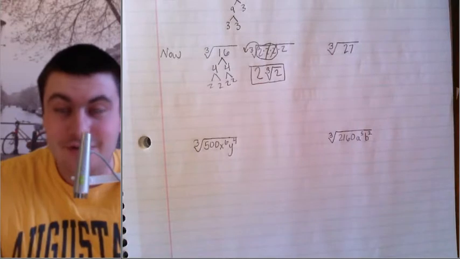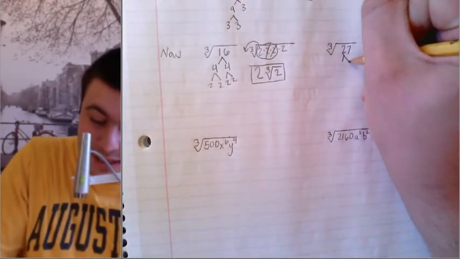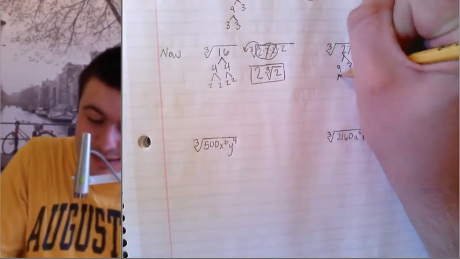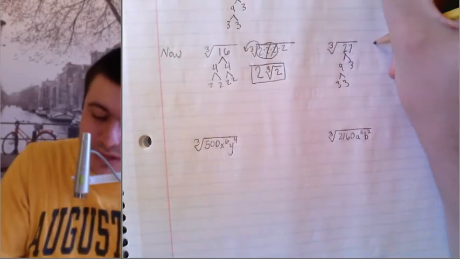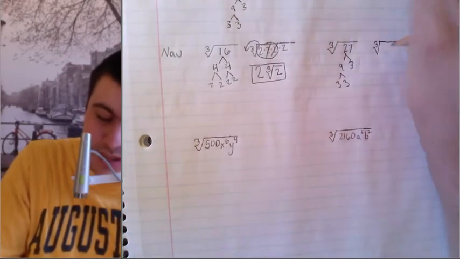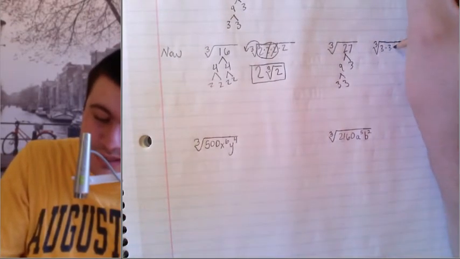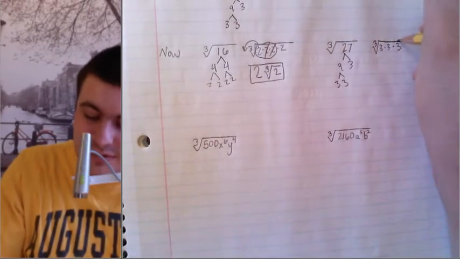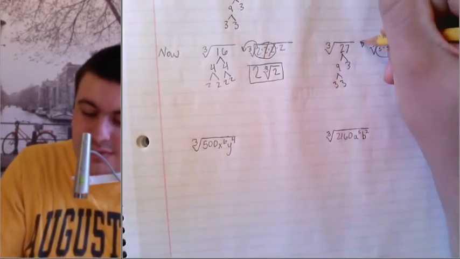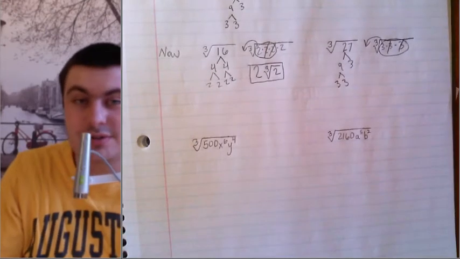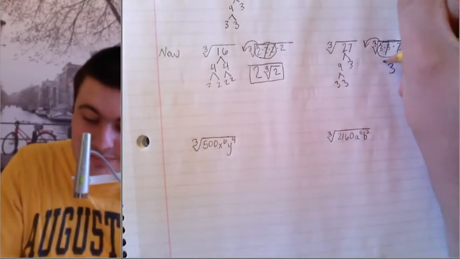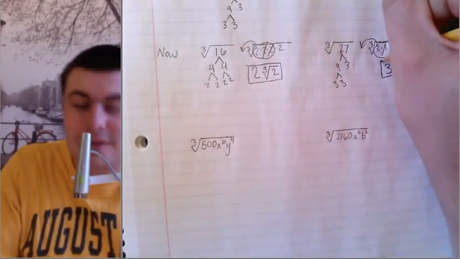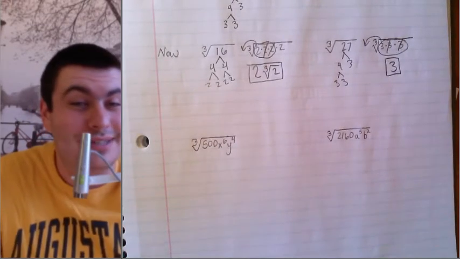Now, when we have the cube root of 27, that's 9 times 3, and 9 is 3 times 3, and we have the cube root of 3 times 3 times 3. We have 3 3's, 1 comes out, 2 go away, leaving us with a total of 3. So the cube root of 27 is 3.